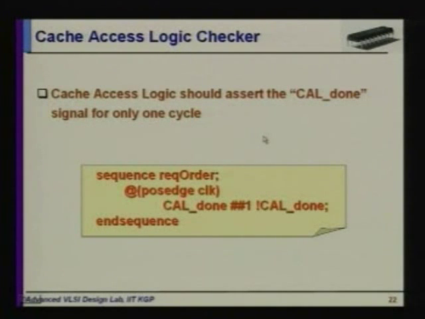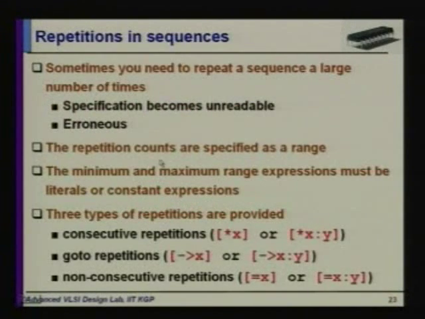Look at a realistic example like a cache access logic checker. The specification that we want to verify or monitor is that the cache access logic should assert the cache access logic done signal for only one cycle. So what we have to do is, at the passage of the clock, cal done, then #1, not cal done. That means it will only be asserted for one clock cycle. The next clock cycle it drops. When this happens, this sequence gets true.